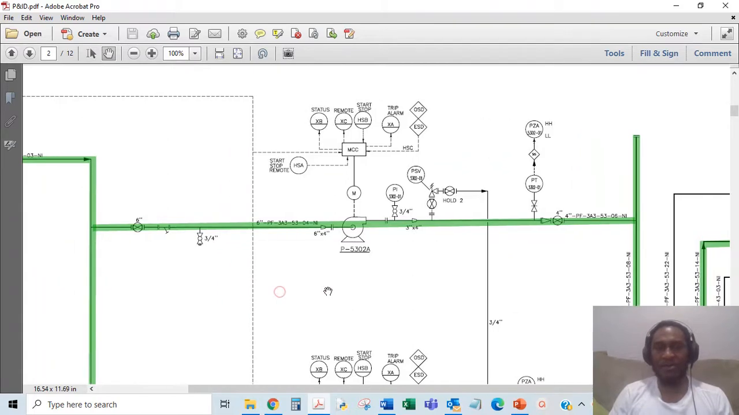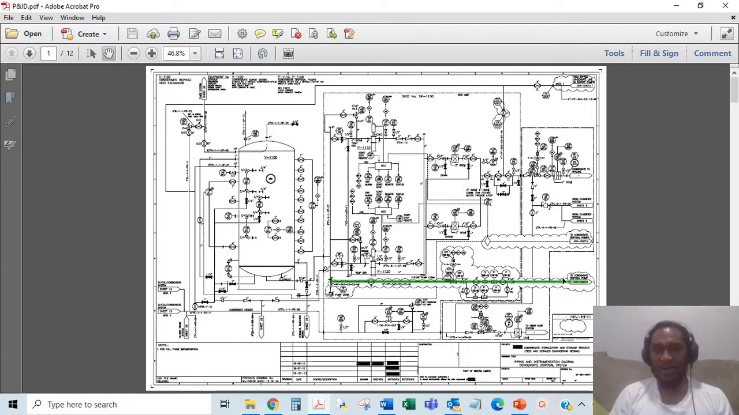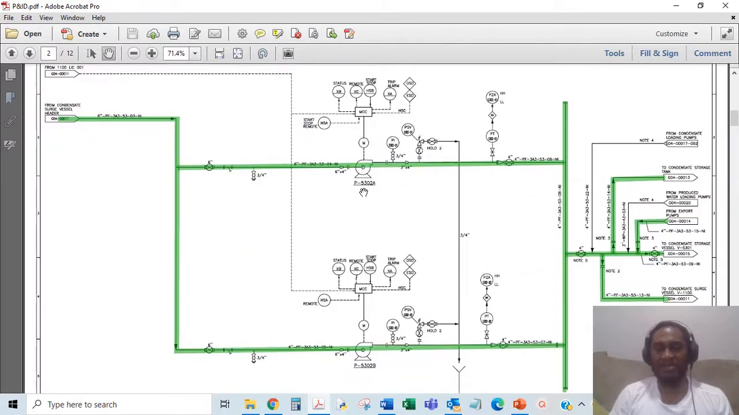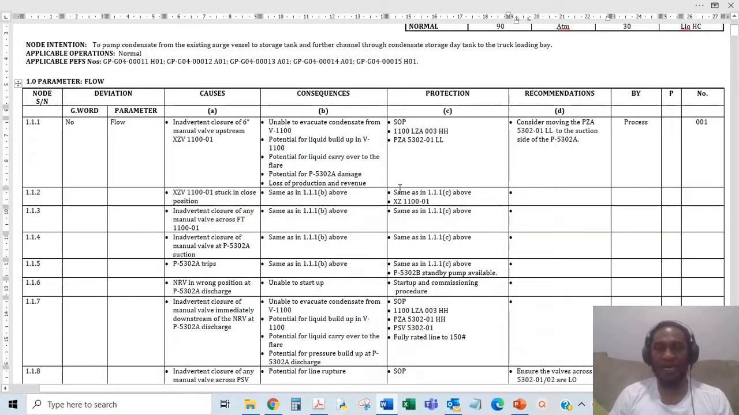If you look at the flow from here, it comes all the way from here and goes into the second page this way and splits into two. These pumps could cavitate, because if they're on and there's no flow into them, they keep spinning, keep running, they get hot, and they cavitate. You don't want that happening. So that's another issue: potential for pump damage on P5302 and loss of production and revenue. That means you won't be able to produce your condensates and you would be losing money. Those are the consequences.